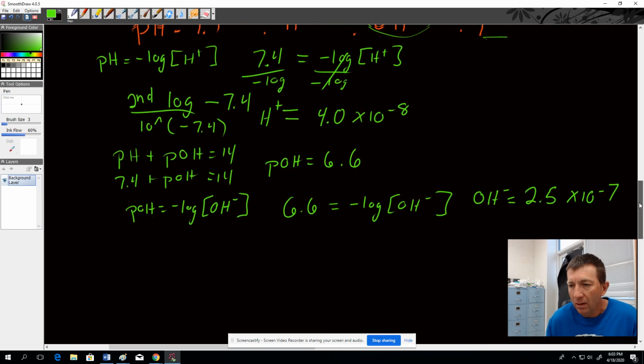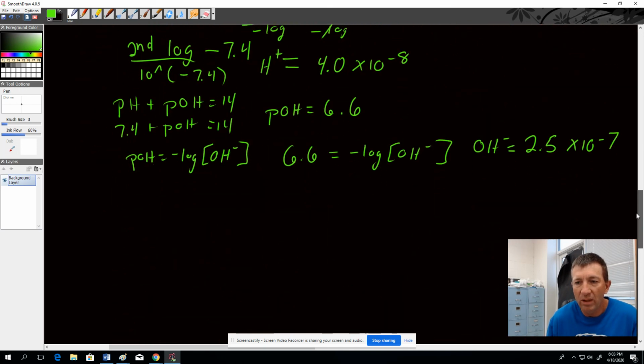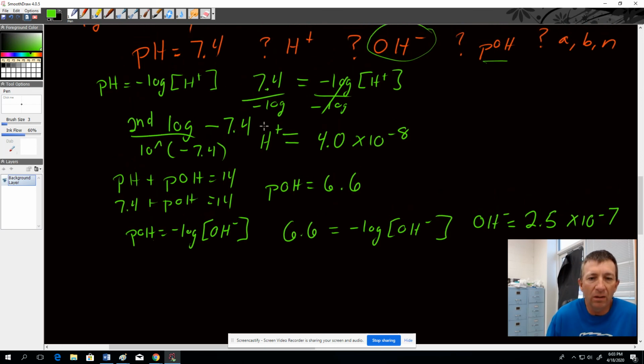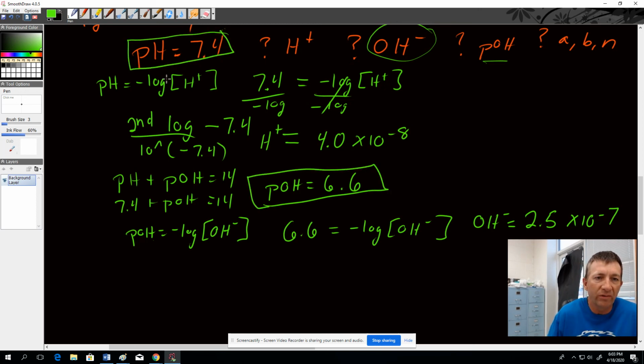Now, is it an acid, a base, or neutral? The easiest thing to do is look at either the pOH, which is 6.6, or the pH, which is 7.4. A pH of 7.4 is above 7, so it's almost neutral, but it's going to be a base, because it's above 7 on the pH scale. And this is how you do problems with pOH and pH, working backwards to solve for the ion concentration.